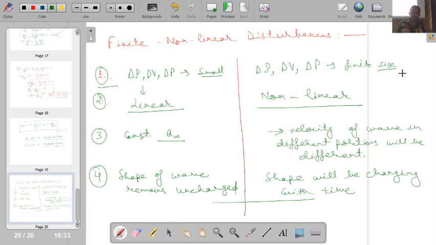Okay, so ultimately what we have to do in our actual compressible flow situations is deal with finite sized nonlinear disturbances. Okay, so let's see how we can do that.